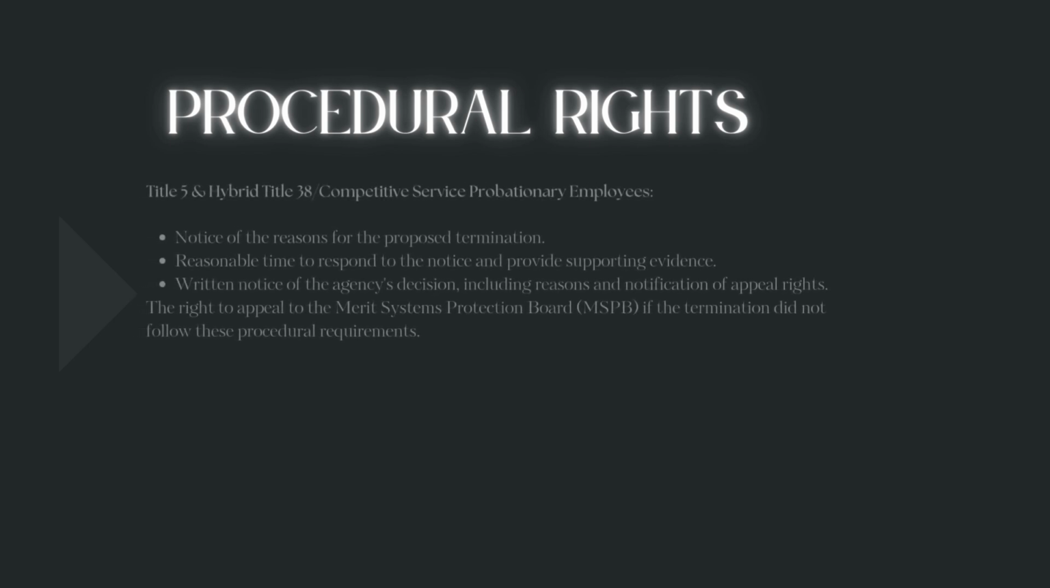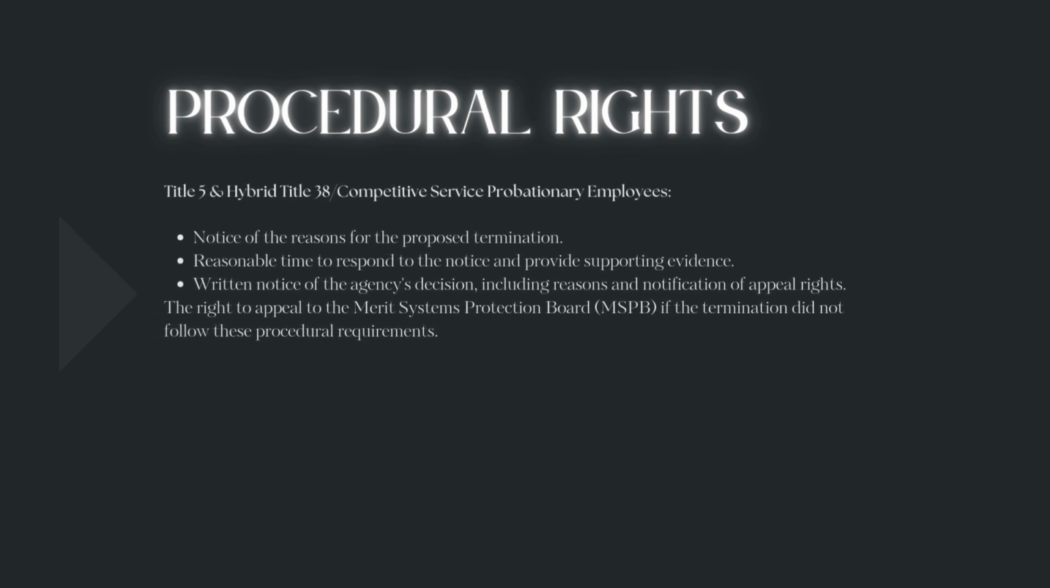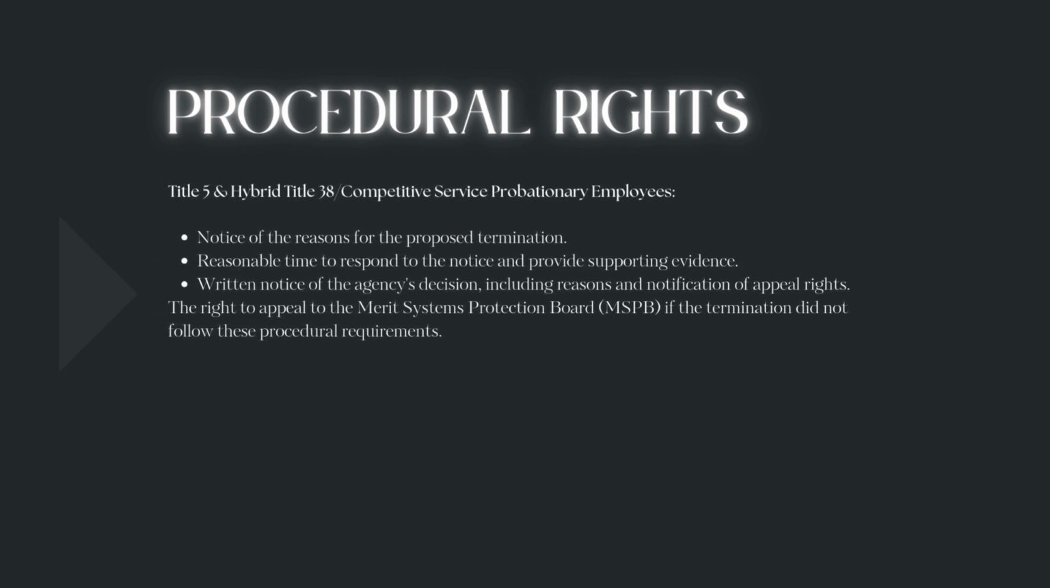For Title V and hybrid Title 38 competitive service probationary employees, some of those procedural rights are limited to notice of the reasons for the proposed termination, reasonable time to respond to the notice and provide supporting evidence, written notice of the agency's decision, including reasons and notification of appeal rights, as well as the right to an appeal to the MSPB if the termination did not follow the procedural requirements.